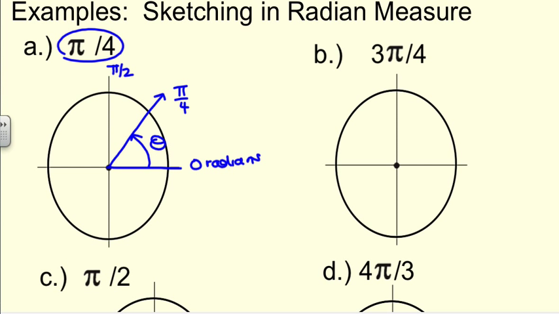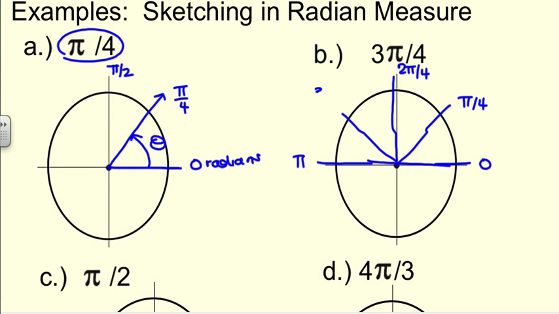Example B, 3 pi over 4. I'm going to start off with my initial side of 0 radians. Now I'm going to remember, this is all the way across here. From here to here is pi. If I split this up into 4 equal parts, so halfway is pi over 2, or 2 pi over 4. Halfway again is pi over 4. Split this up again, 3 pi over 4.